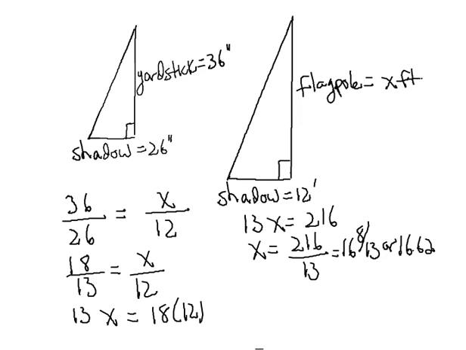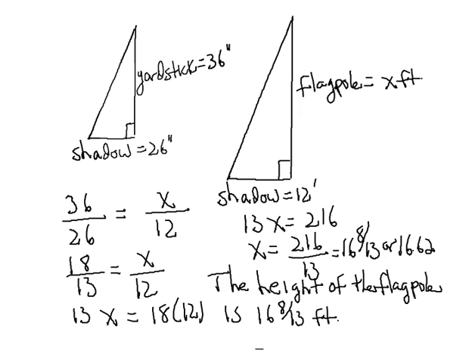So now we'll next state our result in a sentence. So our sentence then would read, the height of the flagpole is 16 and 8/13 feet. Now what might be fun as a follow-up question would be, what would be the length of your shadow at this particular time of day?